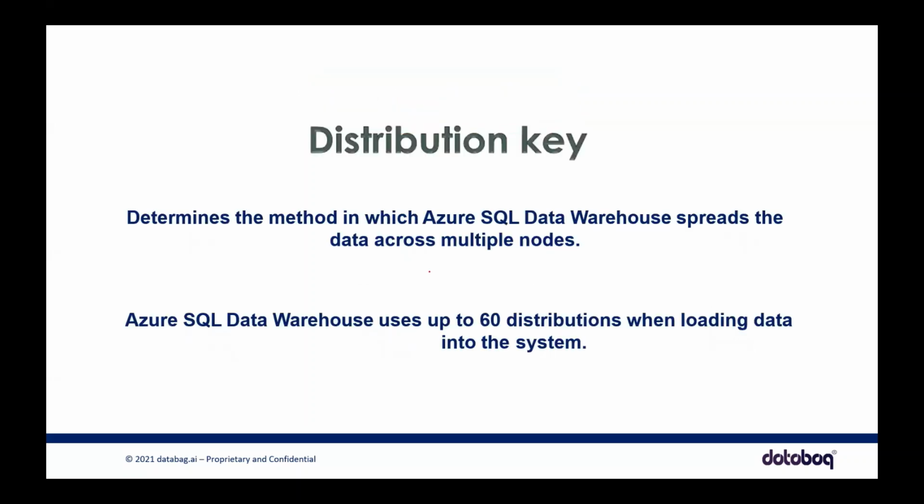Like I said, data warehouse uses up to 60 distributions when loading data into the system. By default, it anyway has 60 distributions. On top of that, you are adding our distribution, which is either hash, replication, or round robin distribution. So here, the distribution key determines a method that spreads the data across multiple nodes. That's what we are trying to do here, right? We want to spread the data across multiple nodes so that we can use parallel processing.